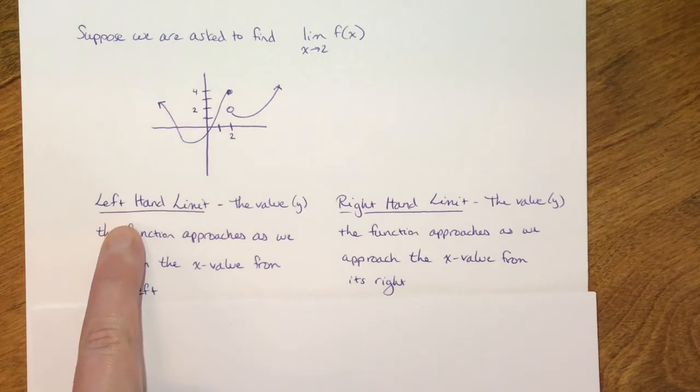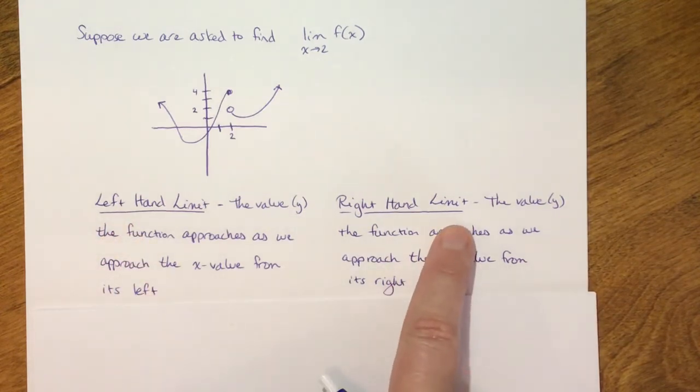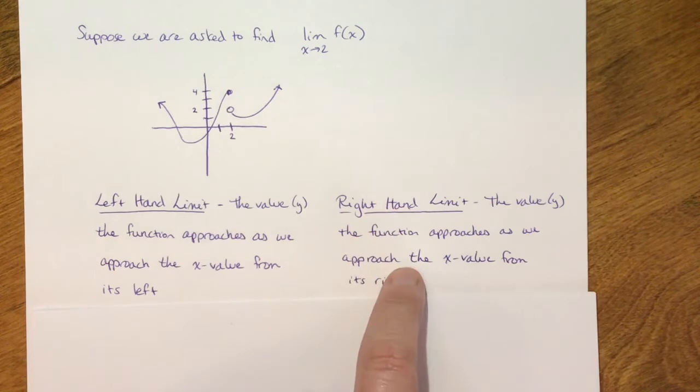Left-hand limit is what we get close to when we approach from the left. The right-hand limit is the y value of the function as we approach the x value from its right-hand side. Right-hand limit means as we approach from the right-hand side. So these aren't the limit, they're kind of pieces that work together to give us the limit.